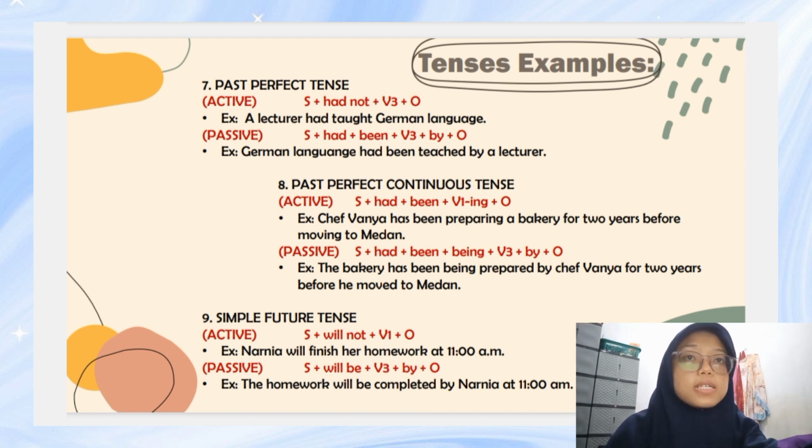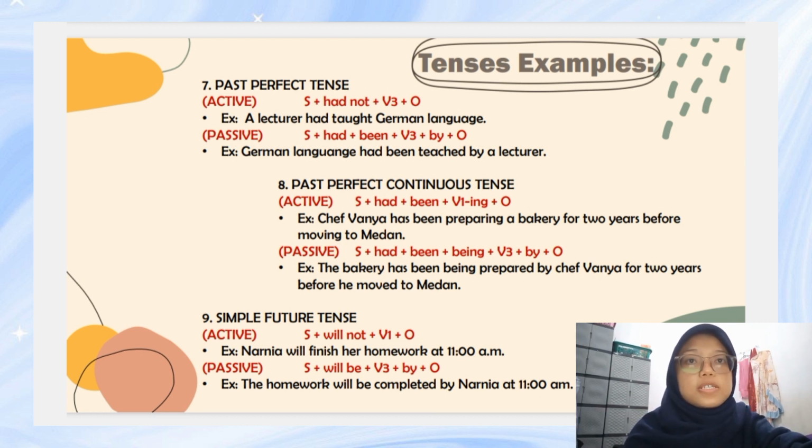Okay, next, for example, past perfect continuous tense. Active: subject plus had plus been plus verb 1 plus -ing plus object. For example, Stefania had been preparing a bakery for 2 years before moving to Medan. And passive: subject plus had plus been being plus verb 3 plus object. For example, the bakery had been being prepared by Chef Vanya for 2 years before he moved to Medan.